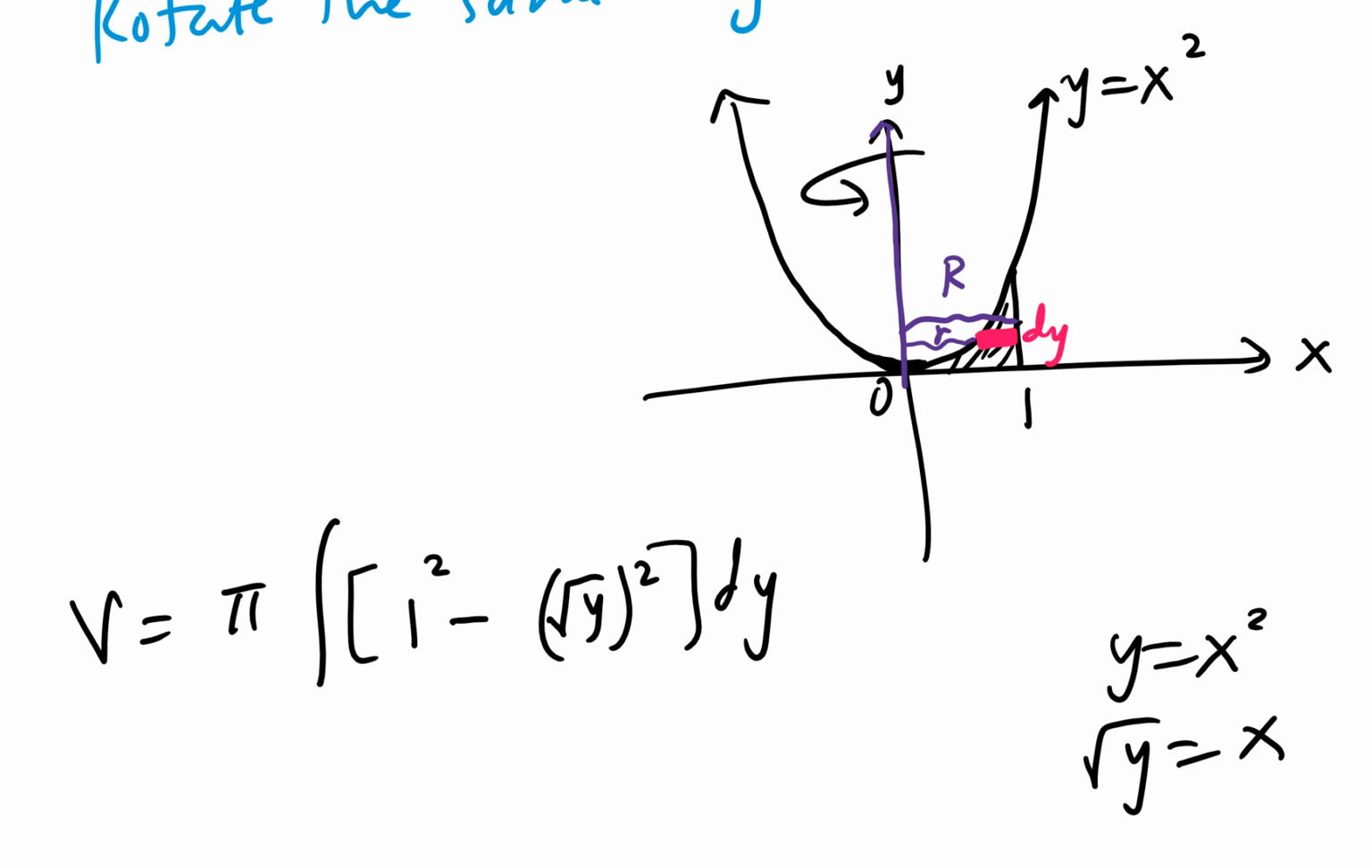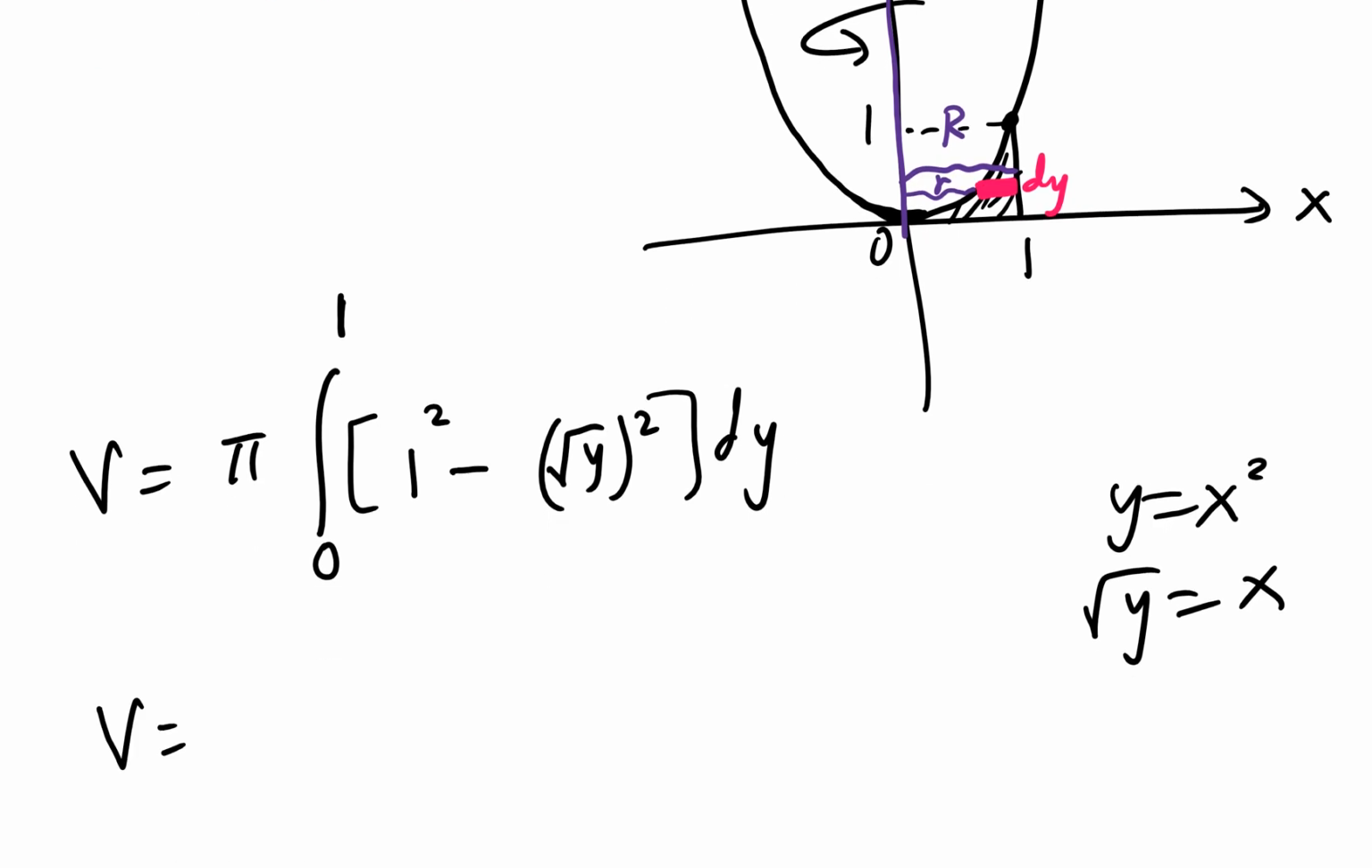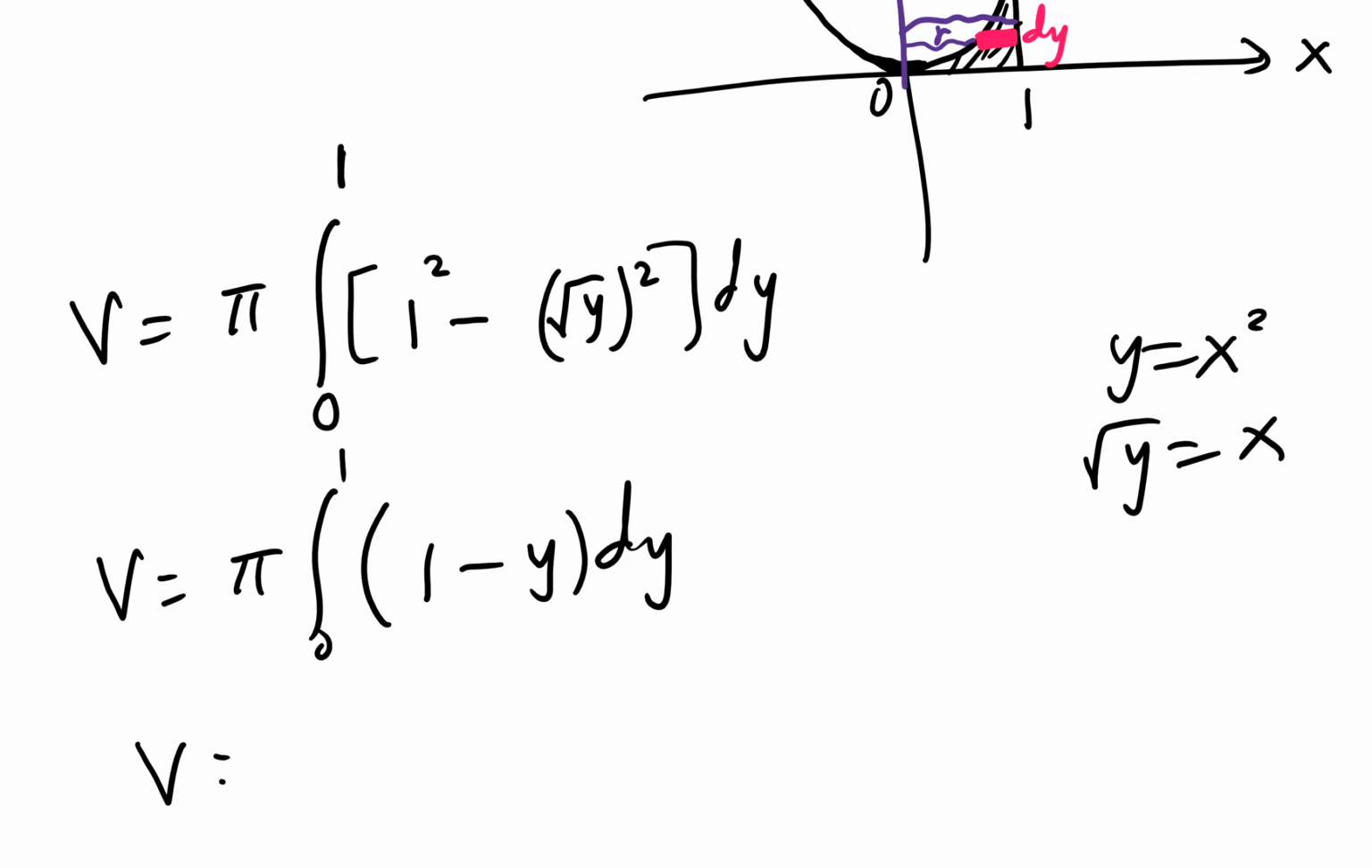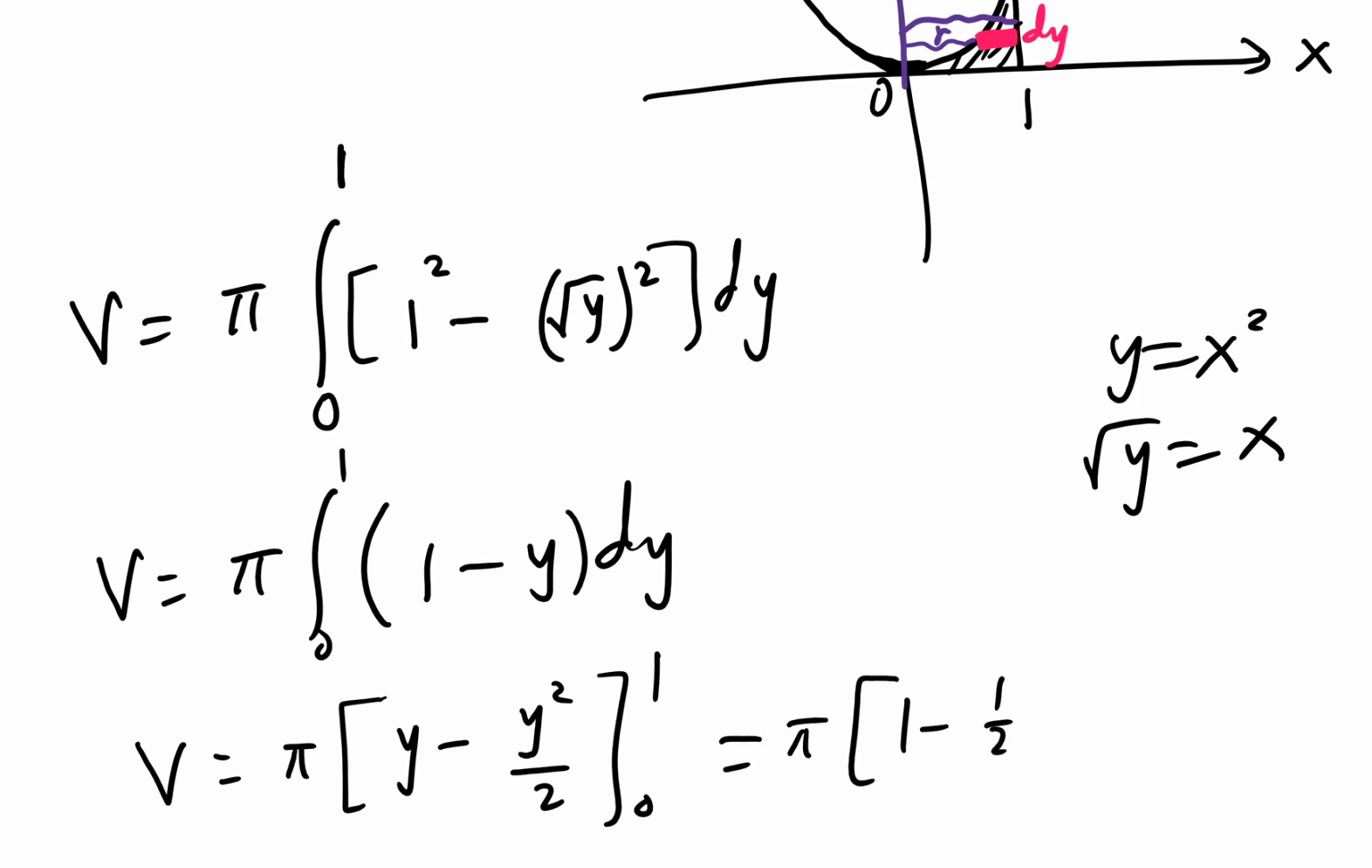Now y is changing from 0 to that point, 0 to 1, because if you put x equals 1 in this function, y is 1. This point is 1. And then it becomes easy to integrate here. First, you square this, it's 1 minus y, dy. And then keep the pi out. The integral of 1 is y. The integral of y is y squared over 2, from 0 to 1. Plug that in, you get 1 minus 1/2 minus 0, so that's pi over 2.